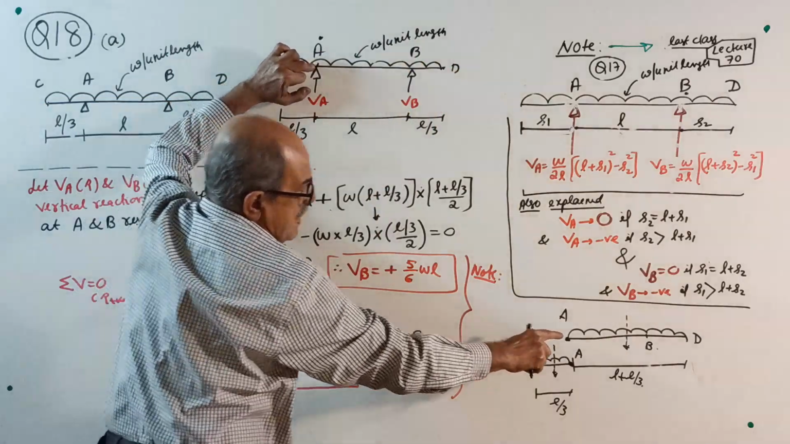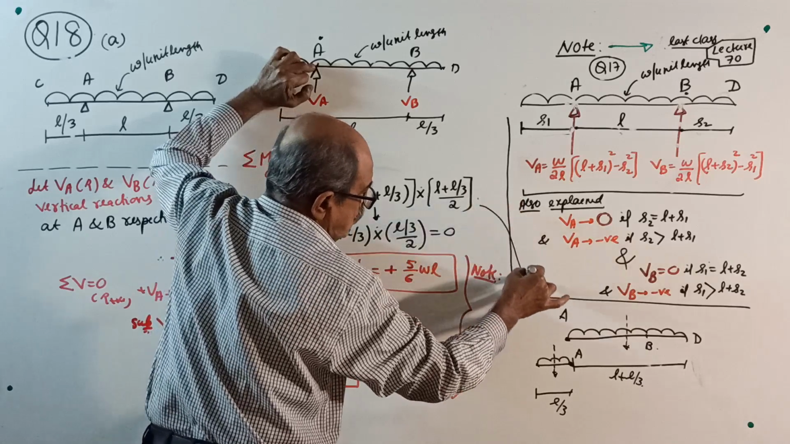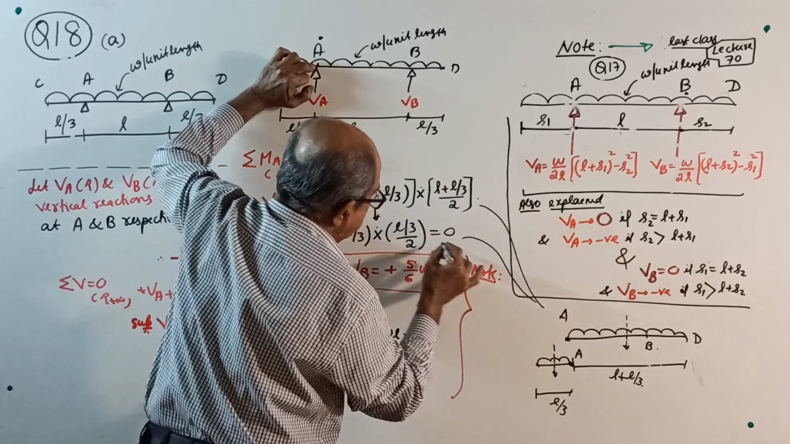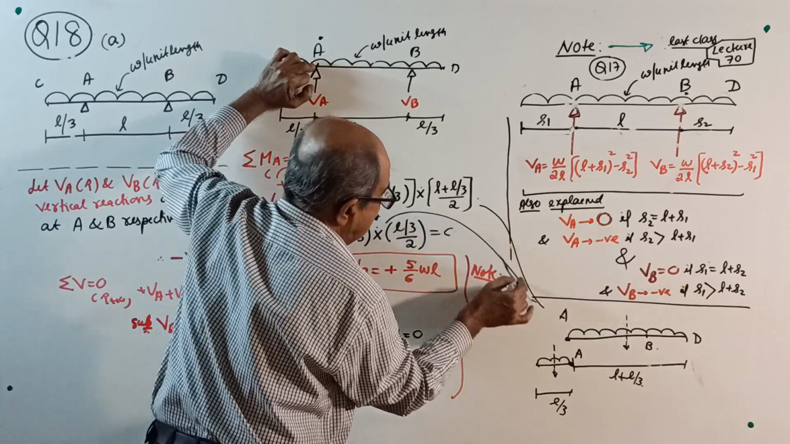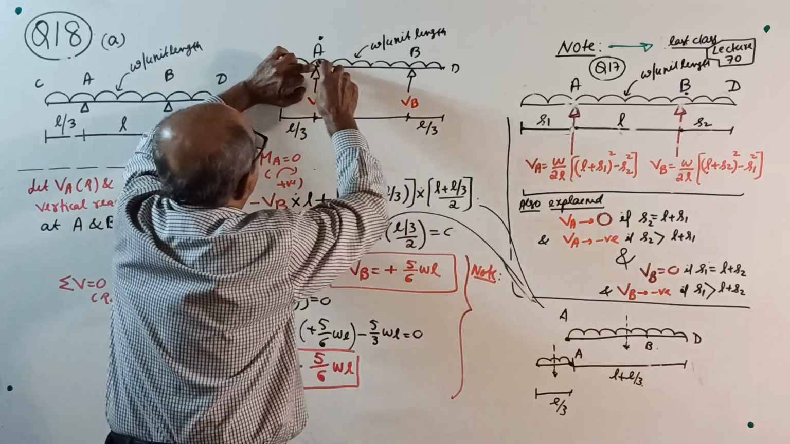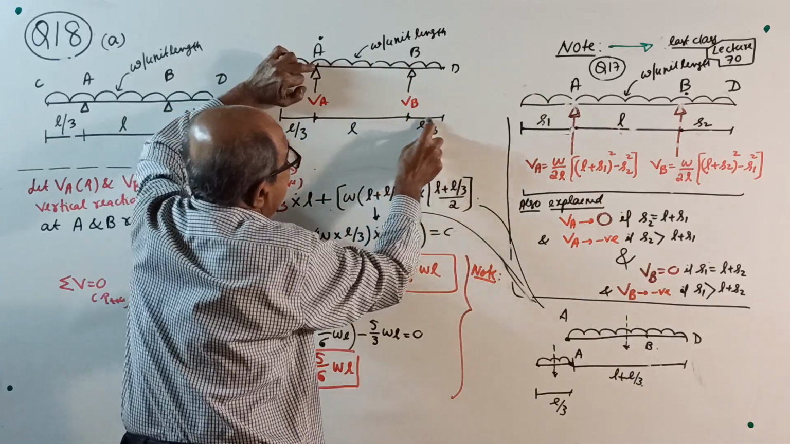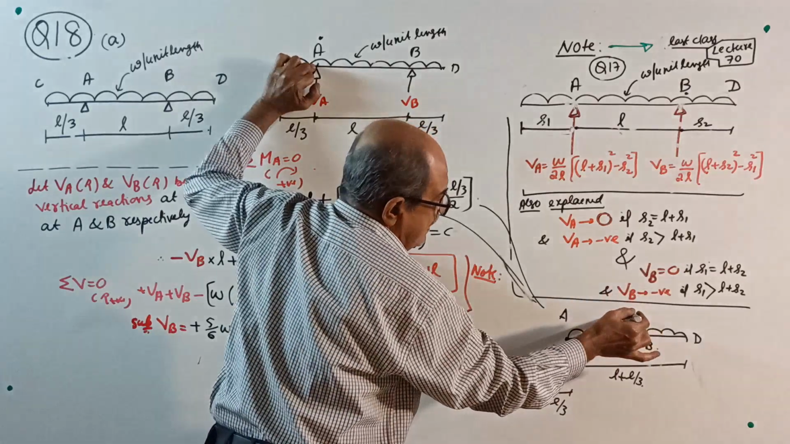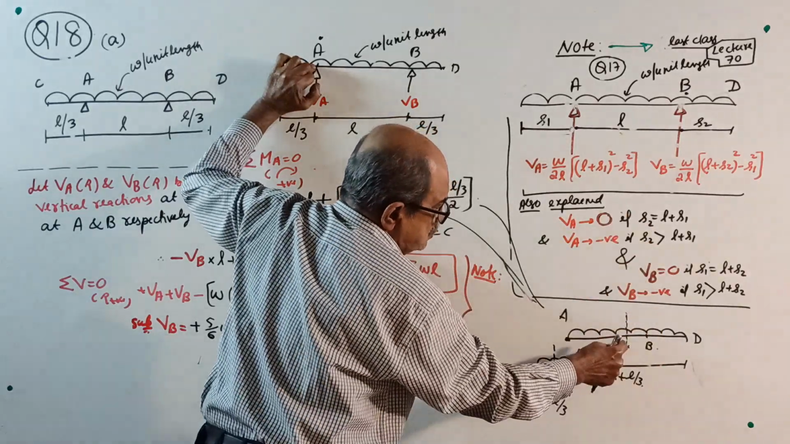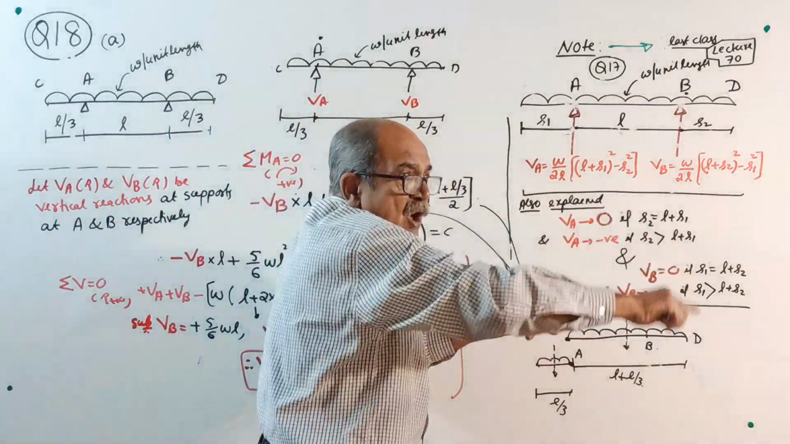See here, you make a note here. For these two terms, see this note. From A up to D, don't worry about B. Length L plus L by 3, total L plus L by 3. The UDL has got a total load acting down through the center. This total load will create a clockwise moment.